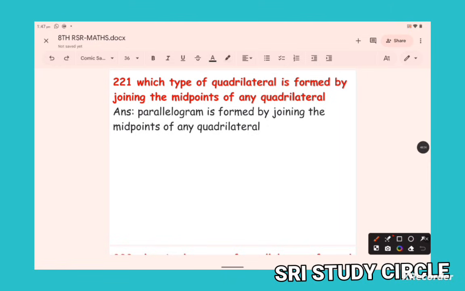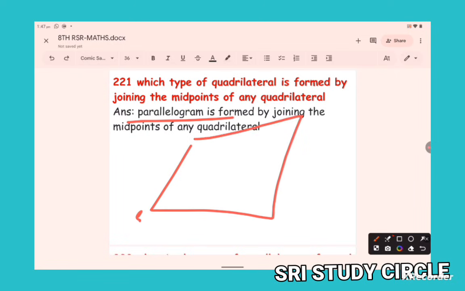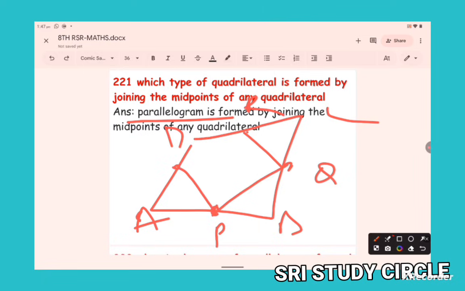Which type of quadrilateral is formed by joining the midpoints of any quadrilateral? Already we discussed in the previous question that it forms a parallelogram. ABCD is a quadrilateral with midpoints P, Q, R, S. Now joining all these four midpoints, PQRS forms a parallelogram.